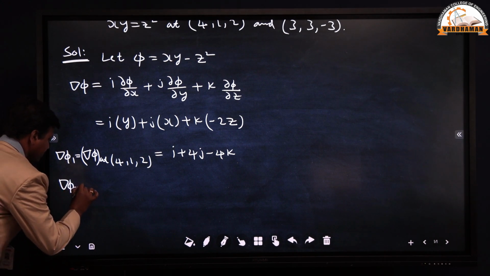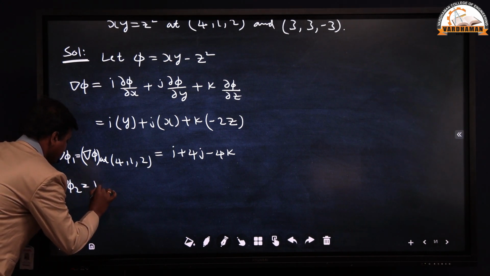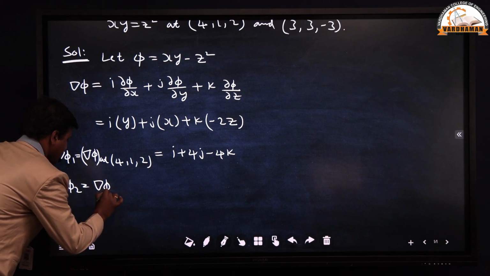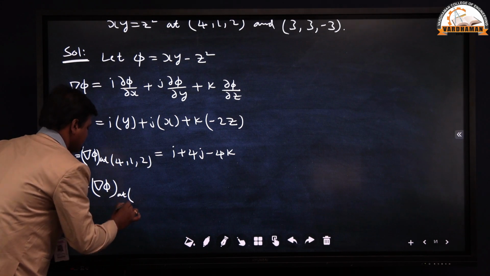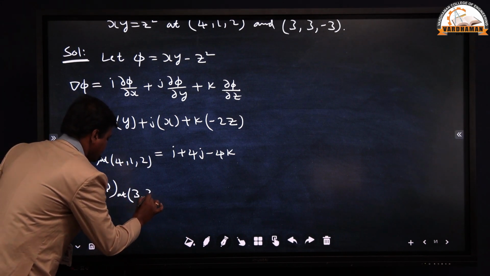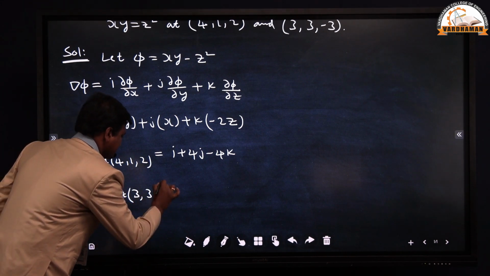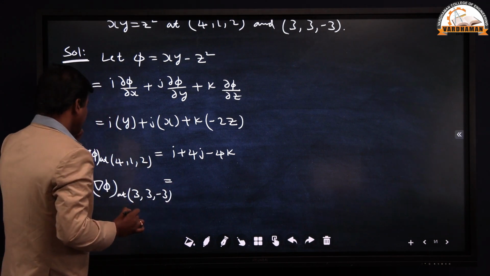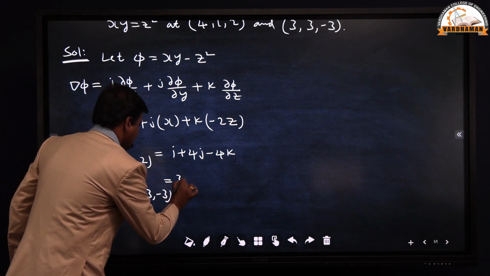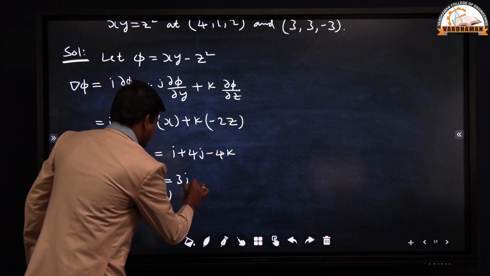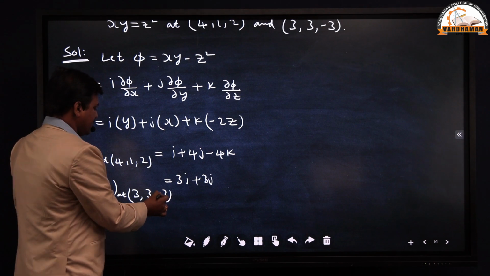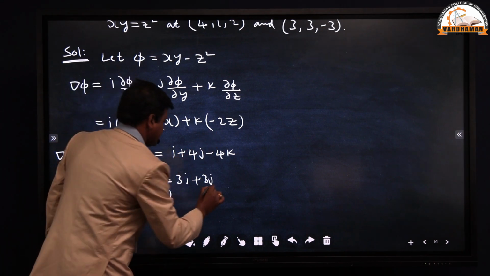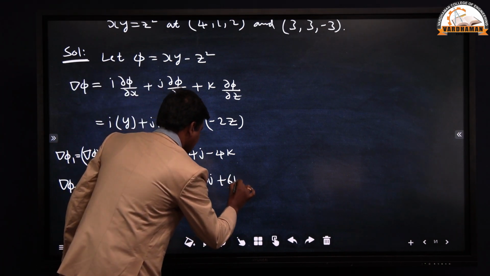Del pi 2 equal to del pi at 3, 3, minus 3. This equal to y is 3. 3i plus 3j and minus 3 into minus 2 plus 6k.